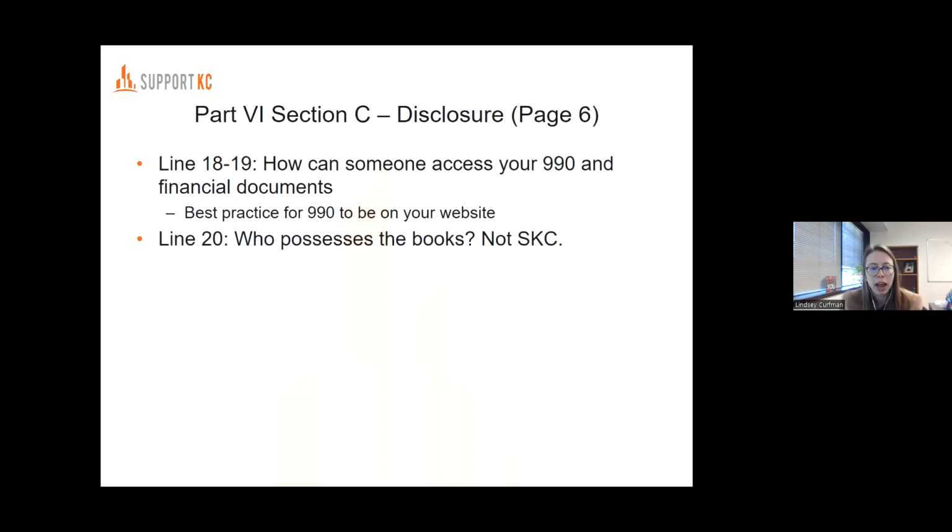And then line 20 asks who possesses the books. A lot of clients will put Support Kansas City on there, but it should be someone at your organization, whoever is in control of the bookkeeping. So if that's a treasurer or the executive director, use your address, where you have the receipts and things of that nature. Even though Support Kansas City houses your QuickBooks file, if you're in QuickBooks Desktop, it's good to use your address there.